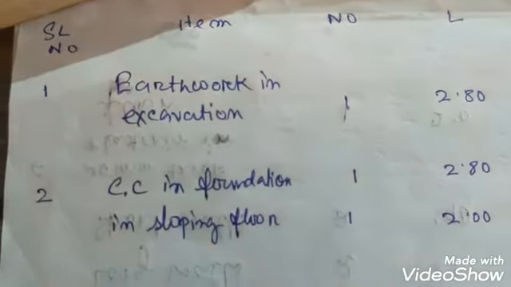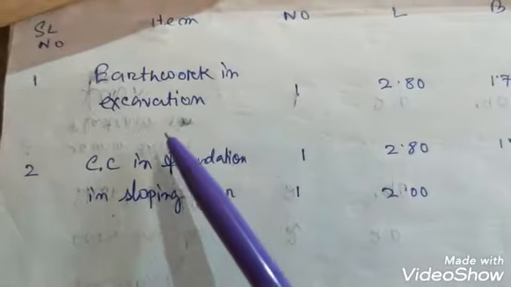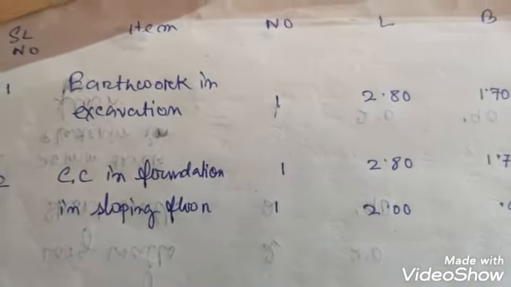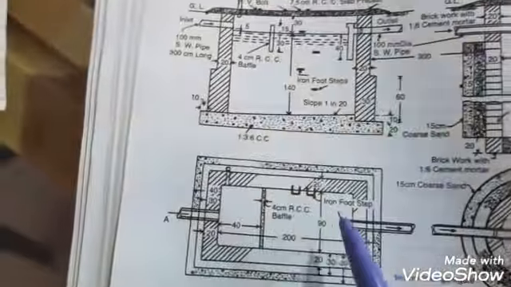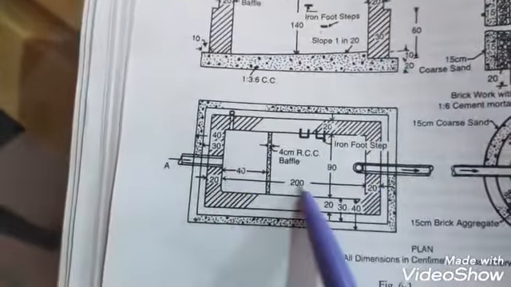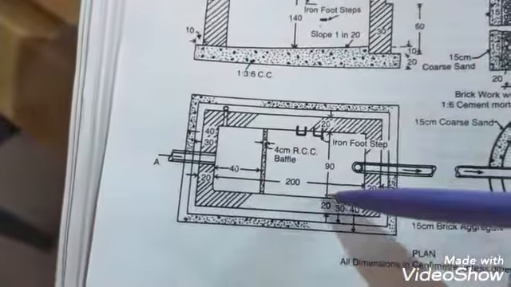The first item that we need to calculate is earthwork in excavation. For that we will have to go back to the drawing. See, this is the drawing. 2 meter was the length, so this is 2 meter. 0.9 was the breadth, so this is 0.9.